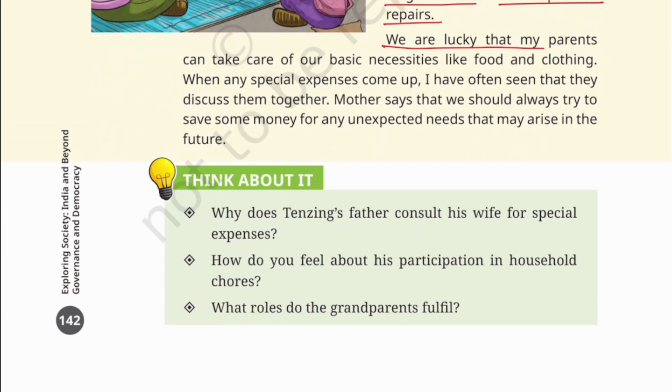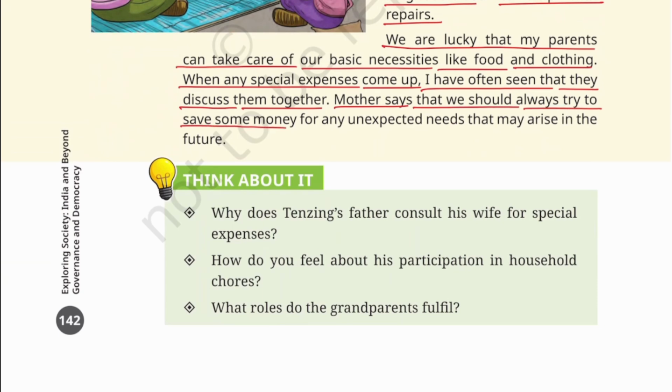We are lucky that my parents can take care of our basic necessities like food and clothing. When any special expenses come up, I have often seen that they discuss them together. Mother says that we should always try to save some money for any unexpected needs that may arise in the future. Think about it. Why does Tanjing's father consult his wife for special expenses?